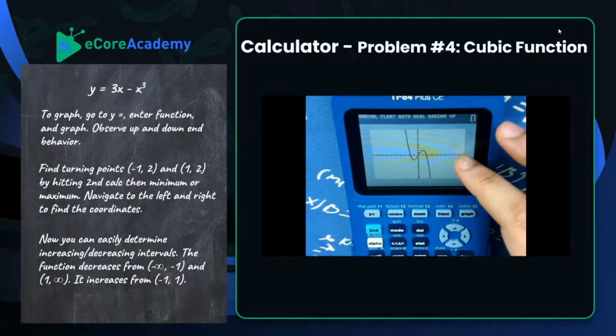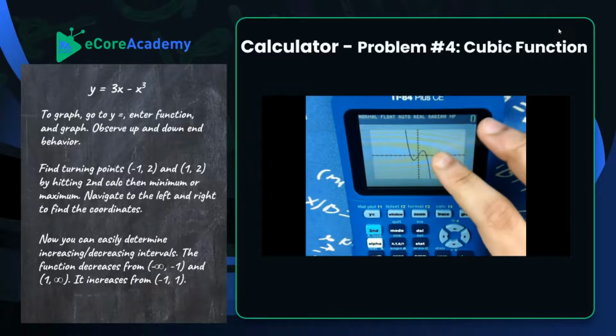Then we want to find the turning points. To find the turning points, which we know to be negative 1, negative 2, and 1, 2, we want to hit the... it's negative 1, negative 2.